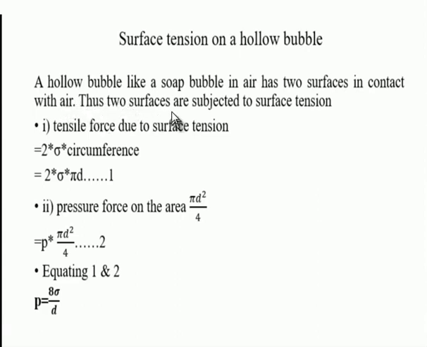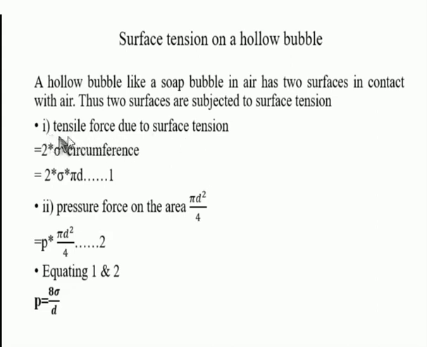Thus two surfaces are subjected to the surface tension, because if you have one soap bubble, it is subjected to two surfaces. One is the outer surface of the soap bubble and the other is the inside surface of the soap bubble. On both sides it is subjected to air. Inside that hollow bubble we have air, and outside the bubble is also air. That's why we can say that a bubble in air has two surfaces in contact with the air, inside the bubble and outside the bubble.